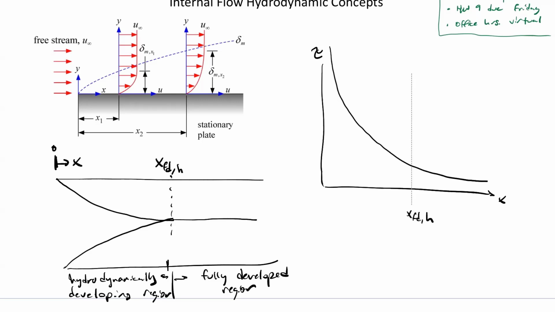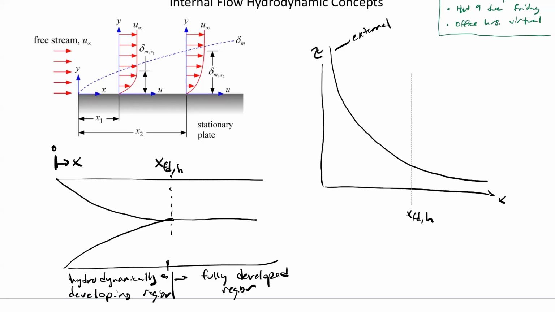You're continuing to decrease your shear stress because the boundary layer is growing. Your shear stress is inversely proportional to the thickness of the boundary layer. So as that continues to grow, we get a continuing drop in our shear stress. So this would be the situation for external flow. Let's say then we look at internal flow.